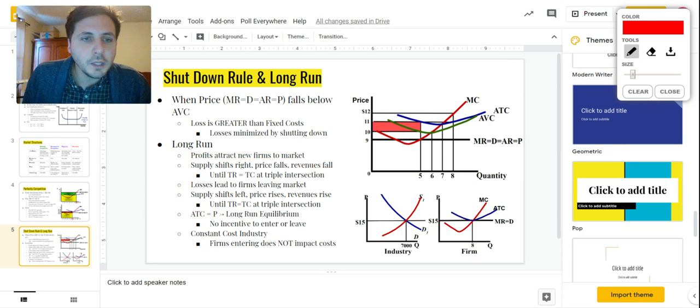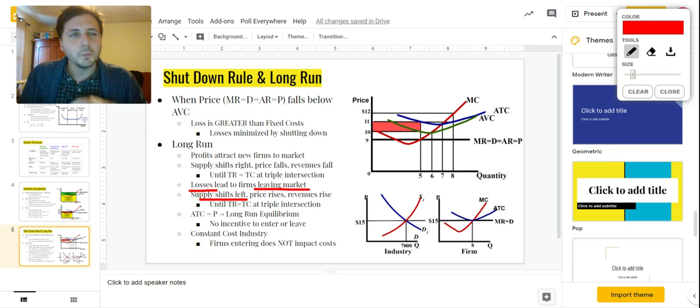Okay, what about a loss? Well, in a loss scenario, firms will leave the market. When they do that, supply shifts to the left. When supply shifts left, price rises. When price rises, so do revenues. They're directly connected. Revenues rise as well. When revenues rise, it gets rid of our losses, right?